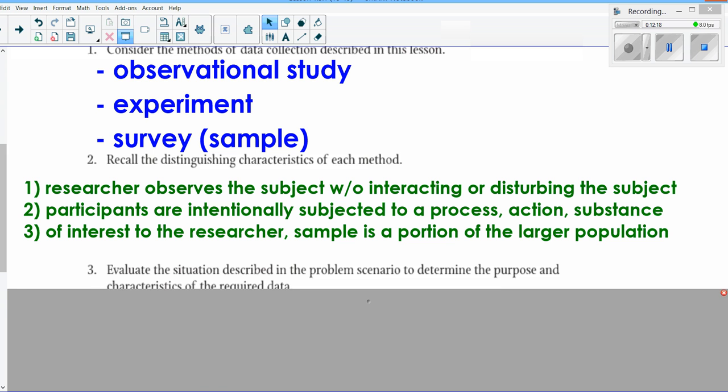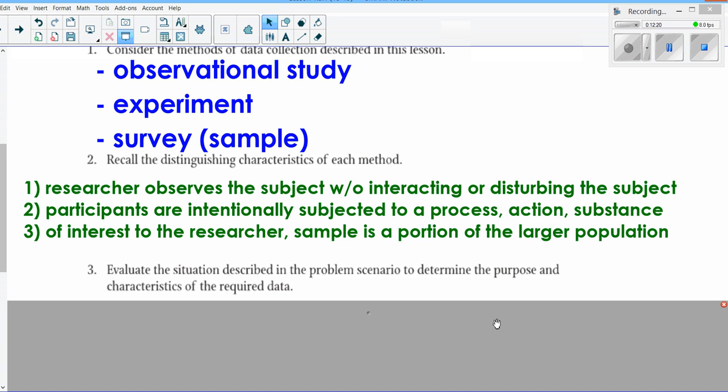Okay, when you are done with that, we want to evaluate the situation described in the problem to determine the purpose and characteristics of the required data.